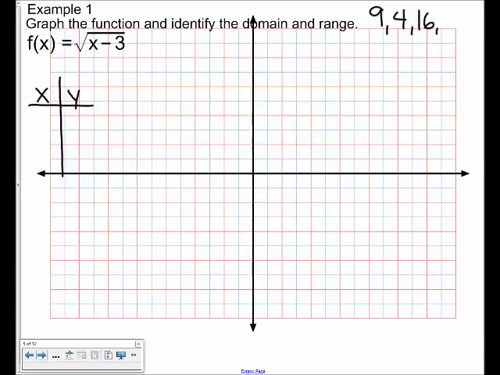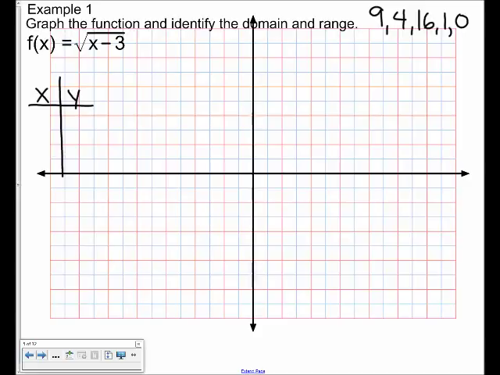6 is not a perfect square. 2 is not a perfect square. 1 is a perfect square, right? Because 1 squared is 1. And my favorite one, 0. 0 squared is 0. So we're going to try to get those numbers inside the radical. But as you look here, it says x minus 3. So if I plug in 9, what is 9 minus 3? 6. And when I take the square root of 6, that is a decimal. So I don't want to plug those in.